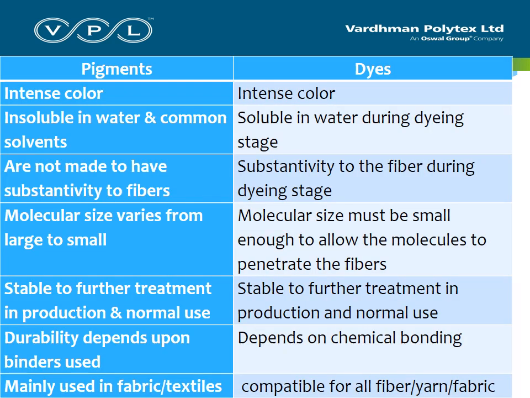Difference between pigment and dyes. Pigment is an intense color, dyes also are an intense color. Pigments are insoluble in water and common solvents. Dyes are soluble in water during the dyeing stage. Pigments are not made to have substantivity to fiber during the dyeing stage.